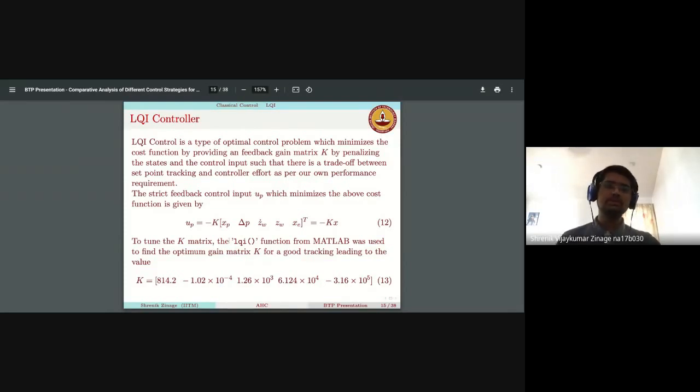So this K was calculated using the LQI function from MATLAB. The way this LQI function works is that it tries to calculate K using an equation known as the Riccati equation. There's a long equation given, so I don't feel the need to write it over here. You can look at the literature. So that is generally obtained by solving the Riccati equation. And using the LQI function, I tried to find the K matrix, which led to equation number 13 for my model.